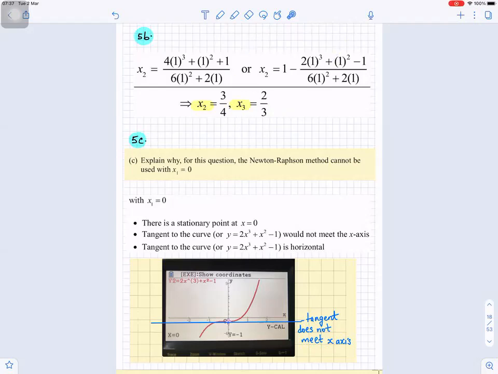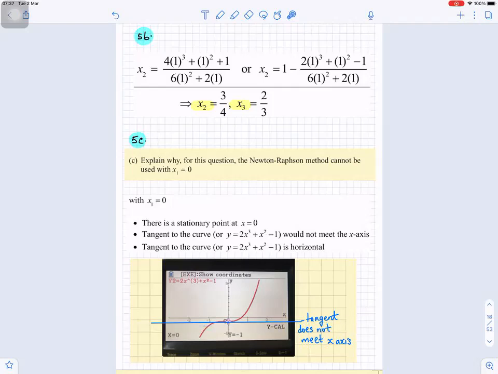And for 5c, explain why for this question the Newton-Raphson method cannot be used with x1 equals 0. When x1 is equal to 0, there is a stationary point at x equals 0. So when x is 0, you come to the graph, there's a stationary point. So the tangent to the curve would not meet the x-axis. The tangent just goes straight across.